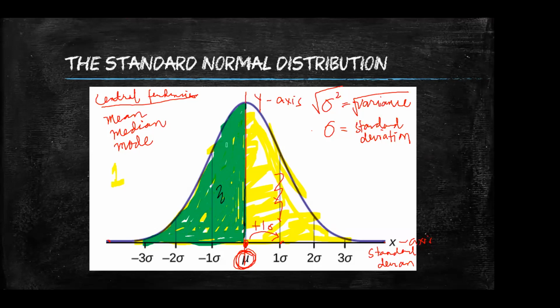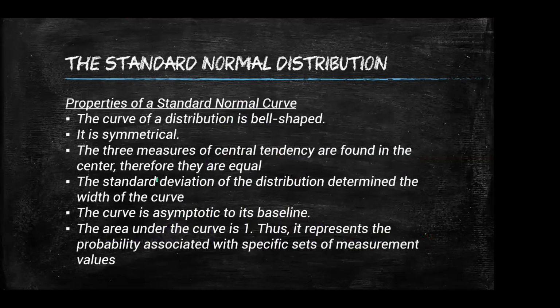Ilan na nga yung area ng buong normal curve? 1. 1. So, ilan yung kalahati? 0.5. So, 0.5 or 1/2. Okay? Tandaan nyo yun, class, kasi kailangan natin siya mamaya when we are about to solve the areas under the normal curve. Okay? So, I hope that you remember all of these properties.